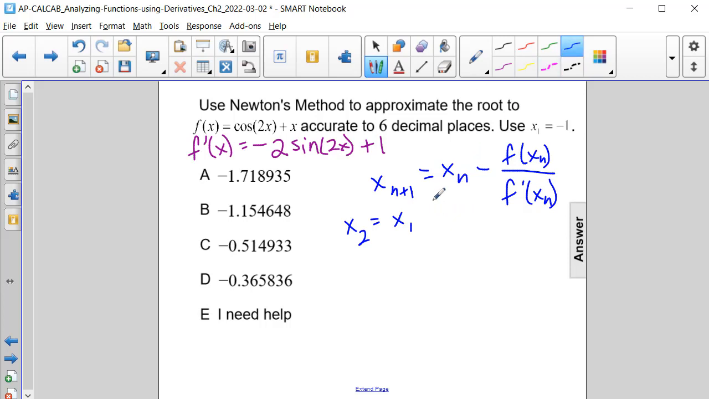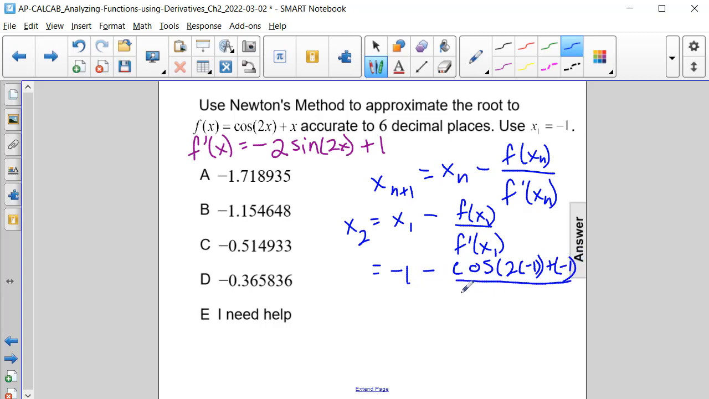minus our f of x1 over f prime of x1. And that's going to be -1 minus the cosine of 2 times -1 plus -1 divided by -2 times the sine of 2 times -1 and then plus 1.